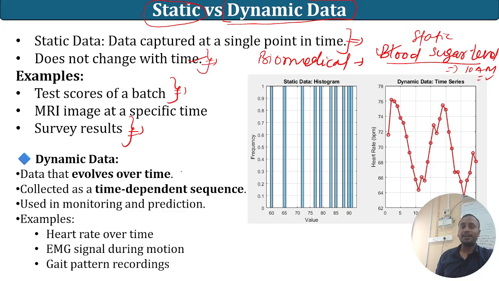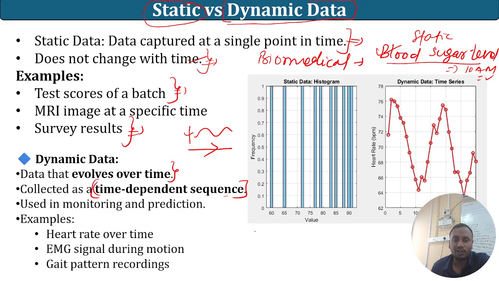If we talk about dynamic data, it is data that evolves over time. When time progresses, the value is also going to change. So it is collected as a time-dependent sequence. In dynamic data, time is always one factor. This is used in some sort of prediction or monitoring.